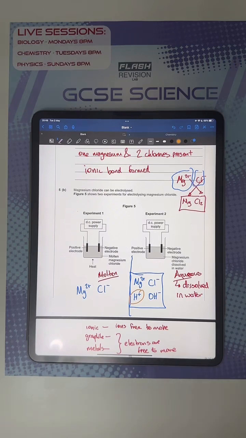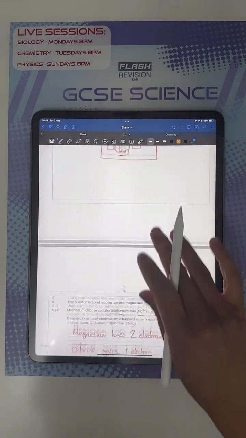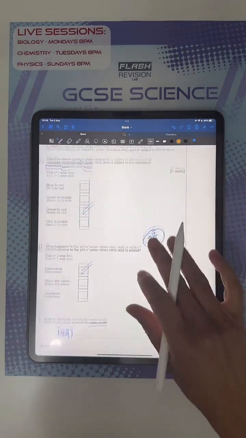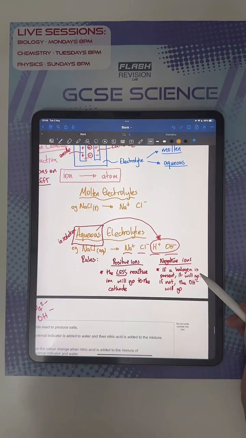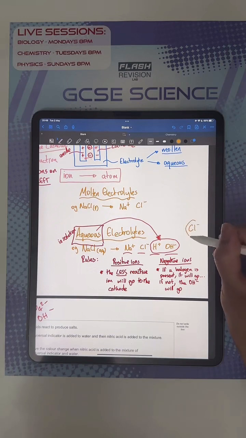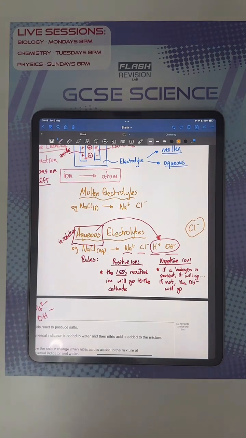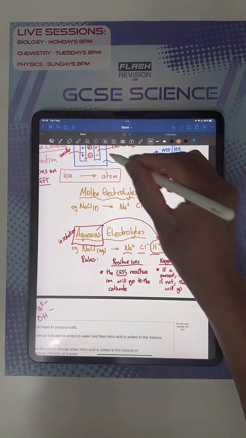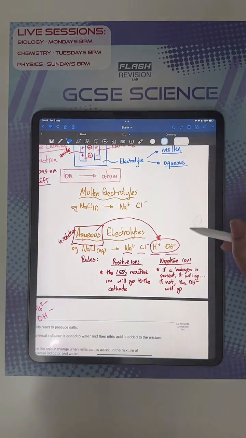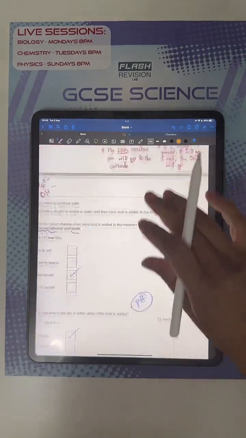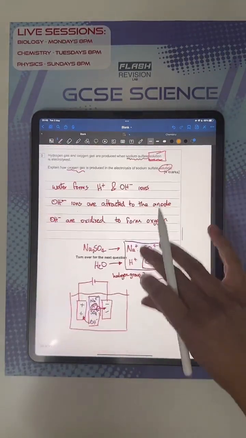It's not OH minus, it's Cl minus. Remember the rule. The rule for the negative ones is if there's a halogen present, the halogen will go. Chlorine is a halogen. It's group 7. So Cl minus will go. The other experiment that we did, the other question we did, it was sulfate. So there wasn't a halogen present. That's why OH minus went. But this does have a halogen. So Cl minus goes.